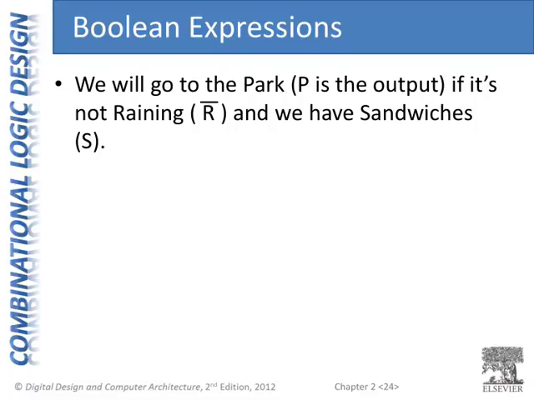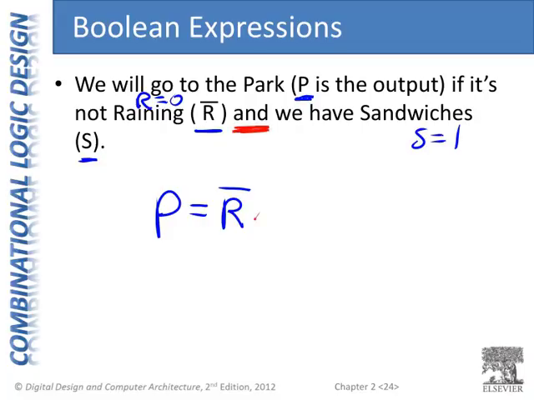So here's another example. We'll go to the park. So P is going to be equal to 1, this P output, if and only if it's not raining, so R is 0, and we have sandwiches, so S is 1. So we'll go to the park if it's not raining and you have sandwiches. So we can go directly from a statement, from words, to an equation. You could also put this into a truth table.